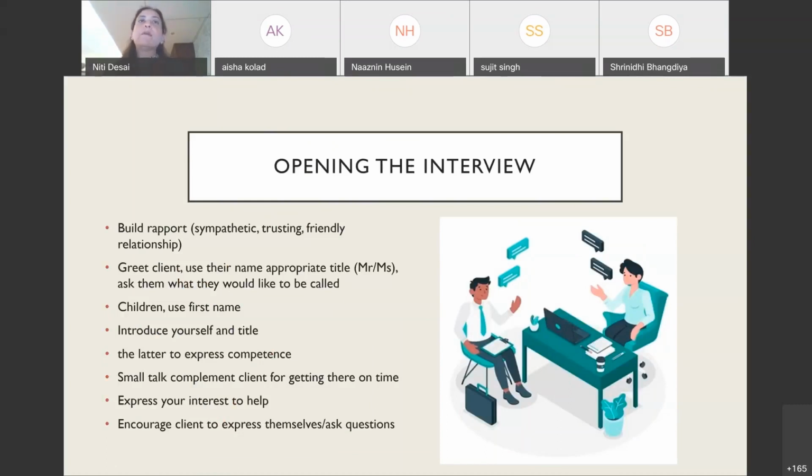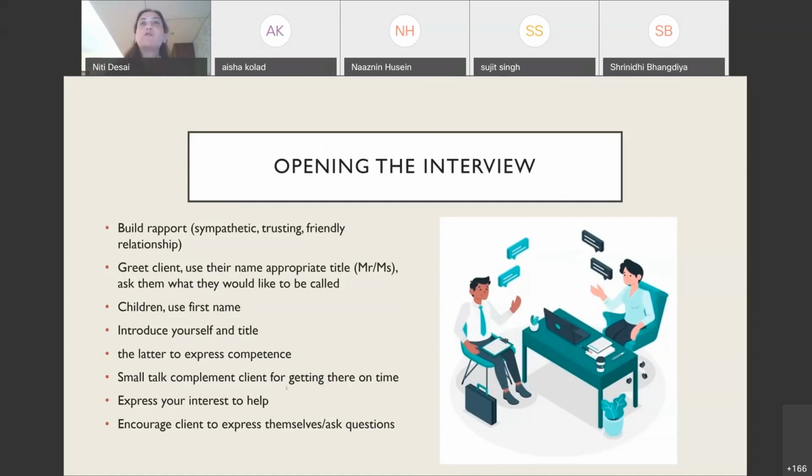Use their name appropriately with the appropriate titles, and ask them what they would like to be called. Introduce yourself with the title. This is especially important in a hospital setting where perhaps the patient is meeting a lot of people, because this kind of expresses competence. We're talking with some authority.